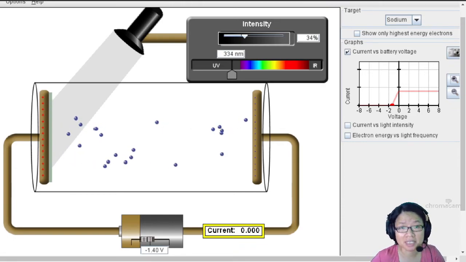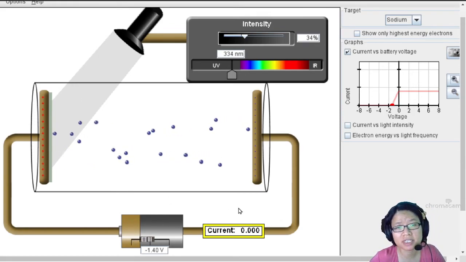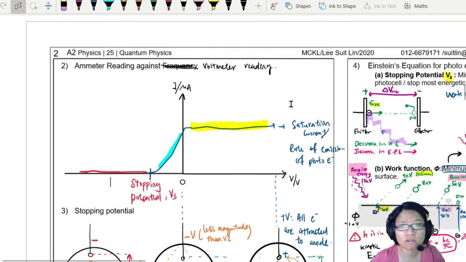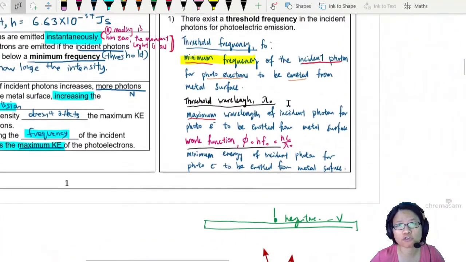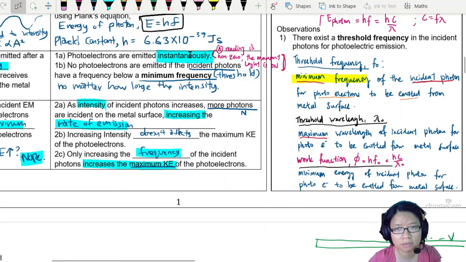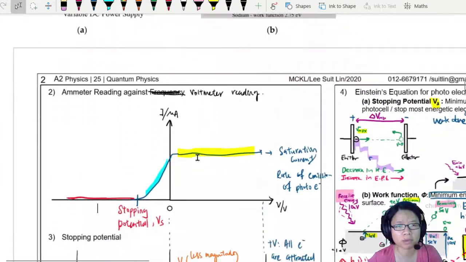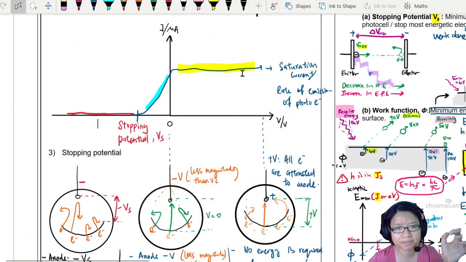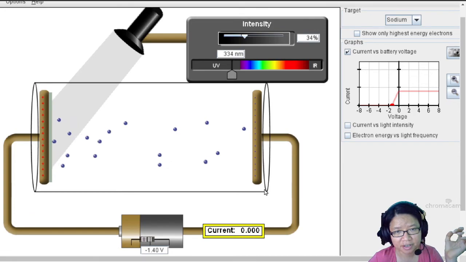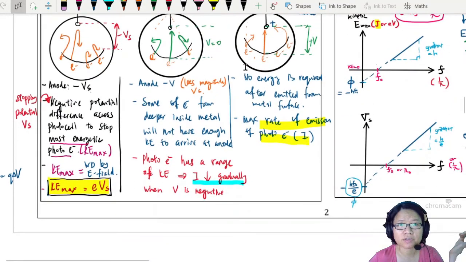So what are the main ideas that you learned in this video? Number 1, you learned the setup, and how to install the ammeter to measure the saturation current. Number 2, you defined the threshold frequency. You have already done this part of the observation: instantaneous emission, there's a threshold frequency. And number 3, you understood what the stopping potential was, and also this graph. If I make this plate more and more negative, less and less electrons will arrive.